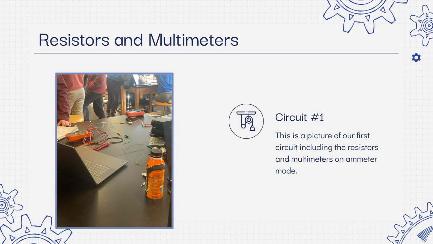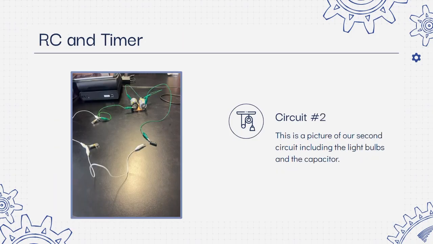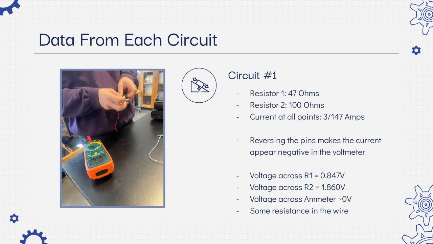So here's our first circuit. You can see the battery on the right hidden behind the Body Armor bottle, our 2 multimeters, as well as our 2 resistors in the middle of the circuit right there. And as you can see, it's all in series. Same with our RC circuit. It's all in series. Our battery on the top, our capacitor on the right, and bulbs on the left. So our big data.